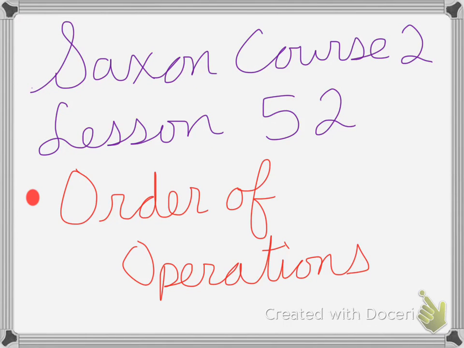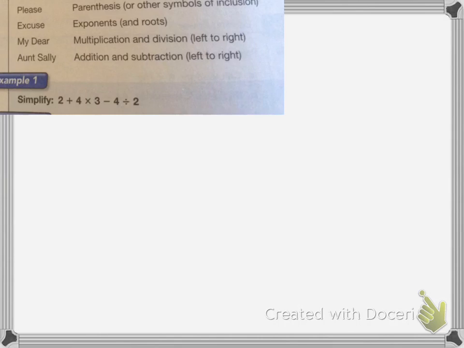Saxon Course 2, Lesson 52 is Order of Operations. So with operations, we have to do them in a certain order. The way to remember that is to remember the sentence, "Please excuse my dear Aunt Sally." Please stands for parentheses. Excuse stands for exponents and roots. My dear is multiplication and division, which you do left to right at the same time. And then Aunt Sally is addition and subtraction from left to right at the same time.